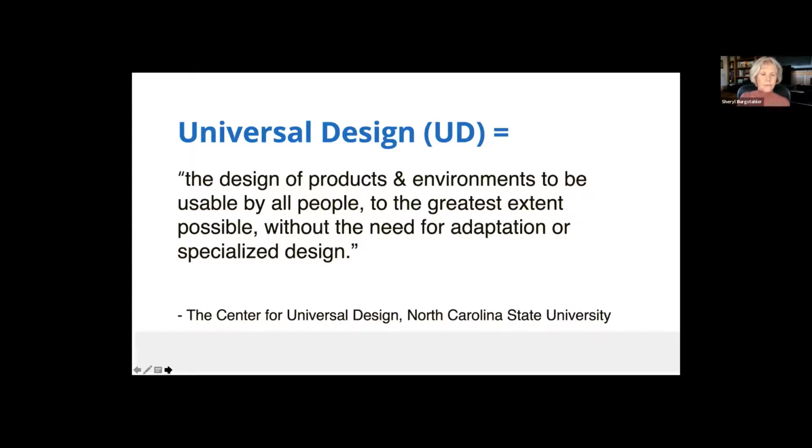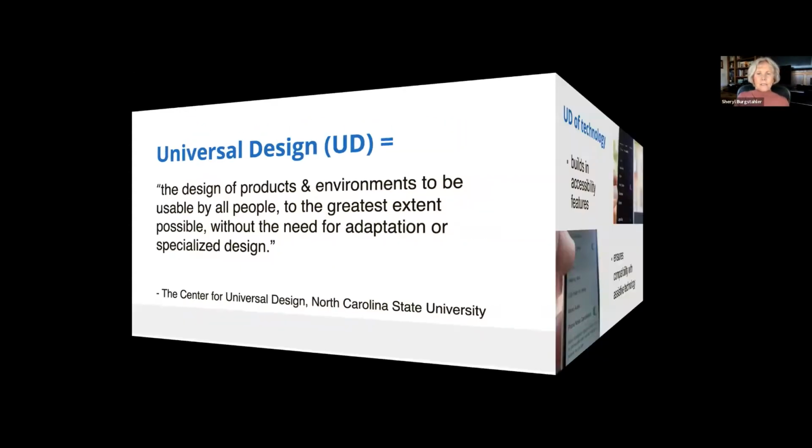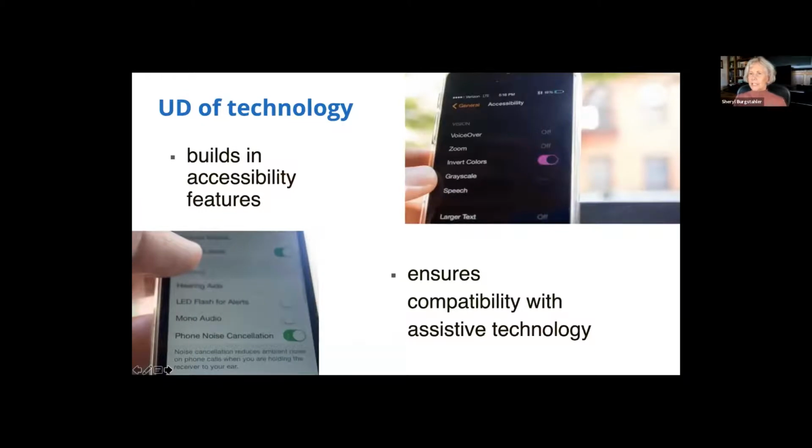So this is from the Center for Universal Design at North Carolina State University. Let's take a look at technology just to give an example. For universal design of technology, we need to look no further than our smartphones. On our smartphones, we can change the size of the characters, and we can change the color of the background.